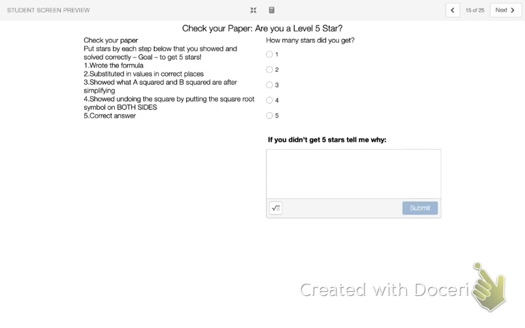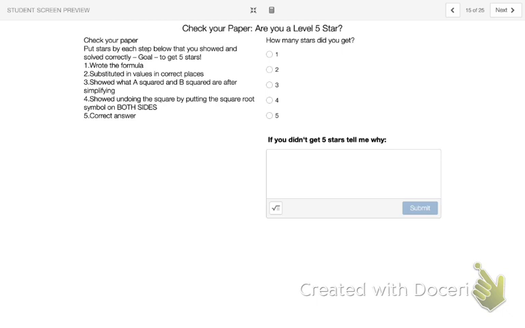All right, let's check your paper. How are you a level 5 star? So I want you to put a star by each step below that you showed and solved correctly. So the goal is to get 5 stars. So put a star next to that you wrote the formula. Put a star next to when you substituted in the values in correct places.